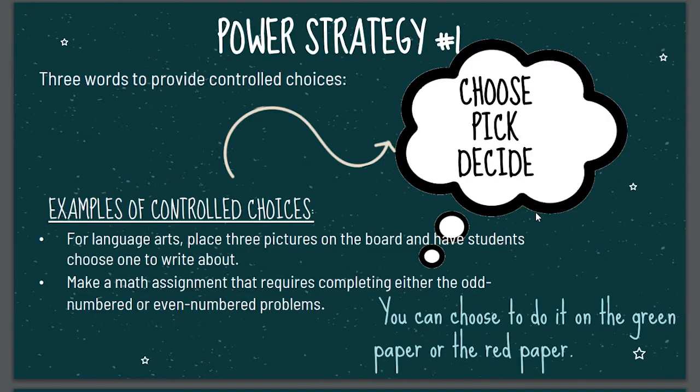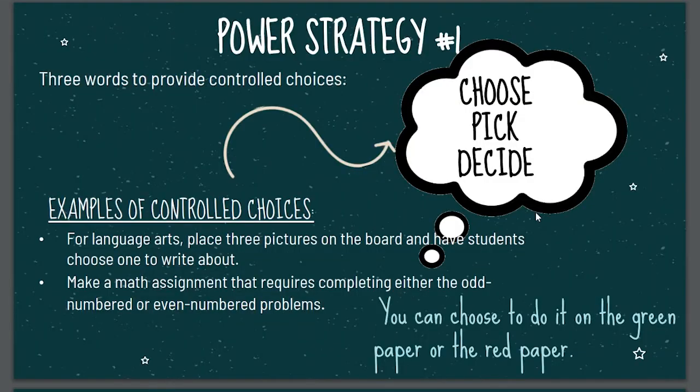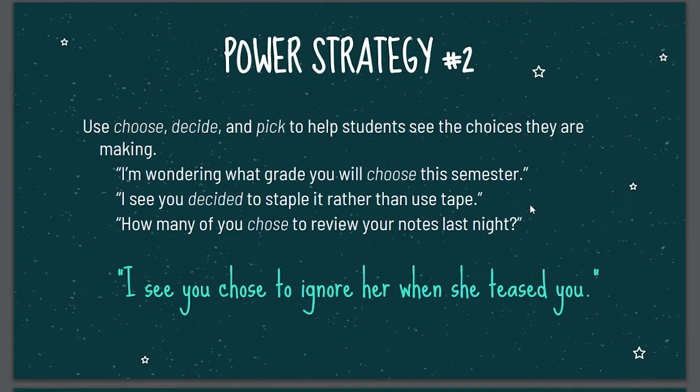Then another example from another topic would be a math assignment. Let's say you have a chapter, but they can choose to either do the odd numbered questions or the even numbered questions. Again, you're still getting them to do the drill and to practice a task, but they actually have some choice in the matter. So what you want to have happen becomes consistent with what they want to have happen too. Another example for littler kids is you can choose to do it on the green paper or the red paper. So here's an example of how the choose, pick, decide strategy would work.